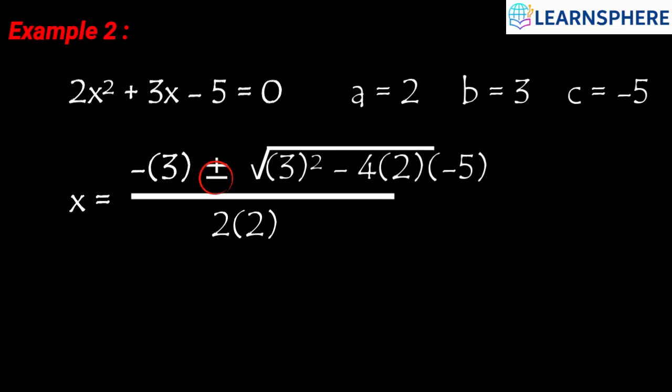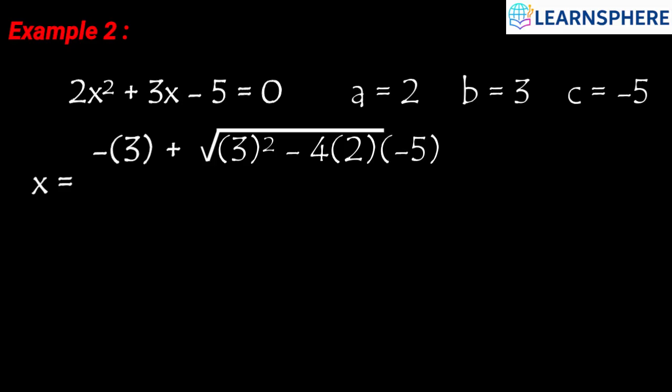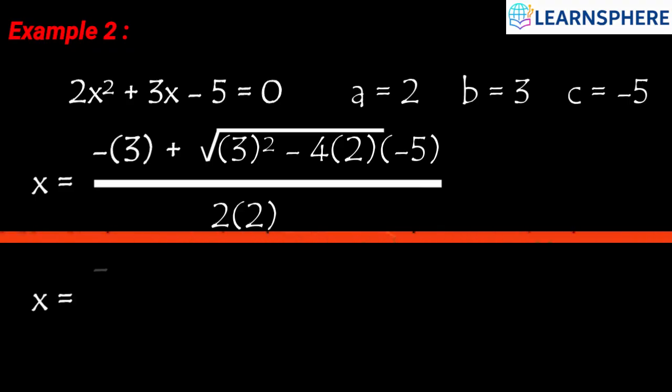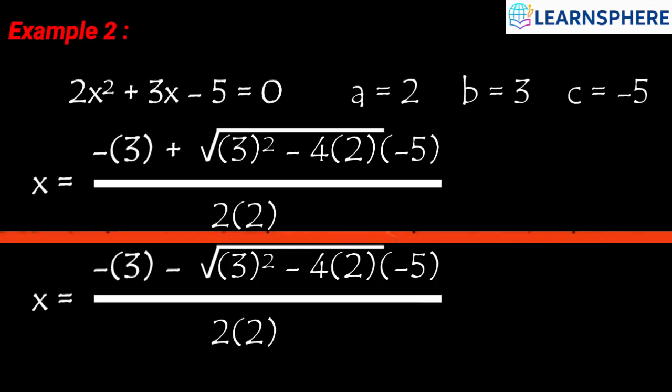Therefore, the two equations for x would be x equals minus (3) plus the square root of 3 squared minus 4(2)(negative 5), over 2(2). And for the second equation, we have x equals negative (3) minus the square root of (3) squared minus 4(2)(negative 5), over 2(2).